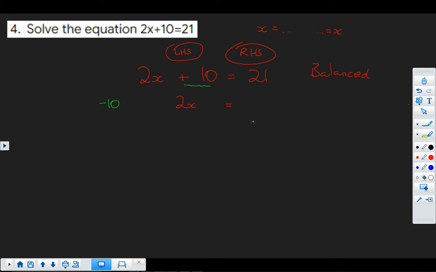So I now have 2x. I have to do the same here. 21 take away 10 is 11. If I know what 2 of something is, I'm going to find out what one of them is by dividing by 2. So my 1x is 11 divided by 2, which is 5.5. So my answer there is x equals 5.5. The nugget for me to go and practice on Century is 19.06.